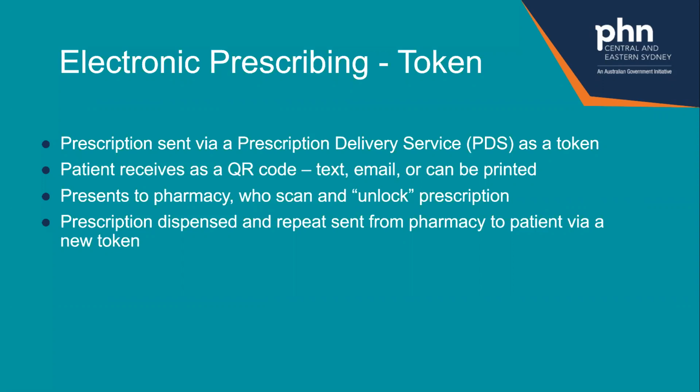The pharmacy scans that token, which comes as a QR code. The pharmacy can scan that, open it up, and that's where all the details of the prescription will be unlocked, as it were. The pharmacy then dispenses it as they would normally dispense a prescription. But if there's a repeat, again, there's no paper involved. Instead of having a paper copy given back to the patient or maybe kept in the pharmacy, the pharmacy software actually makes a new token, and that's sent back to the patient directly. So they have a new token as their repeat prescription.